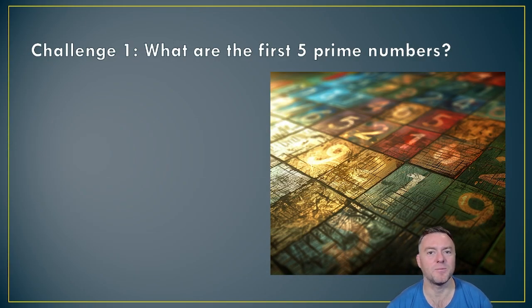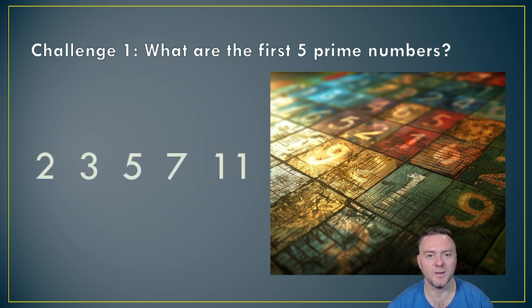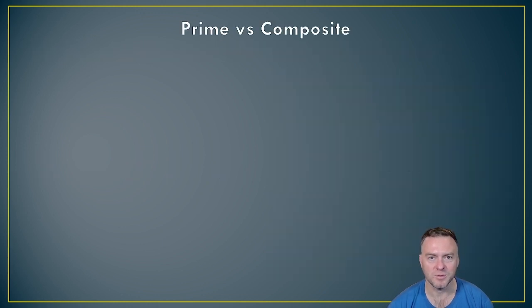So what are the first 5 prime numbers? Well, hopefully you remember this. They're 2, 3, 5, 7, and 11. Now, if you remember these numbers off by heart, you will always be able to find the highest common factor pretty much up to 100, which is really, really useful.